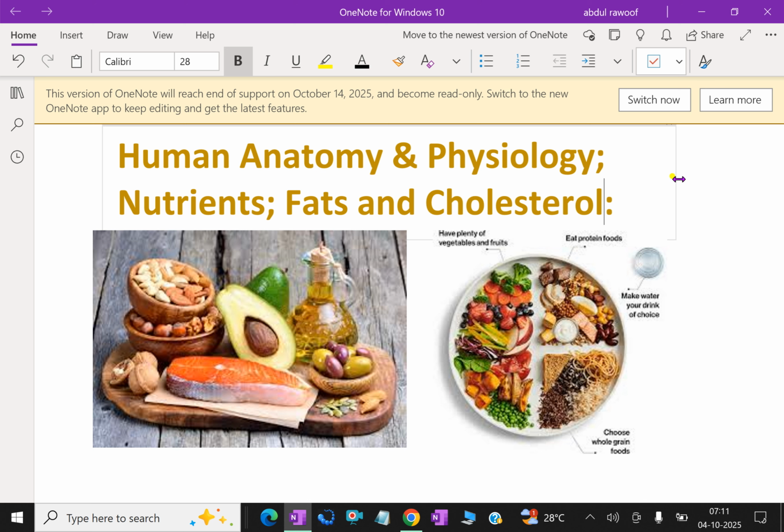Cholesterol is needed for synthesis of steroid hormones, that is glucocorticoids and mineralocorticoids, and is an important constituent of cell membranes. Cholesterol is transported in the blood combined with proteins forming lipoproteins.